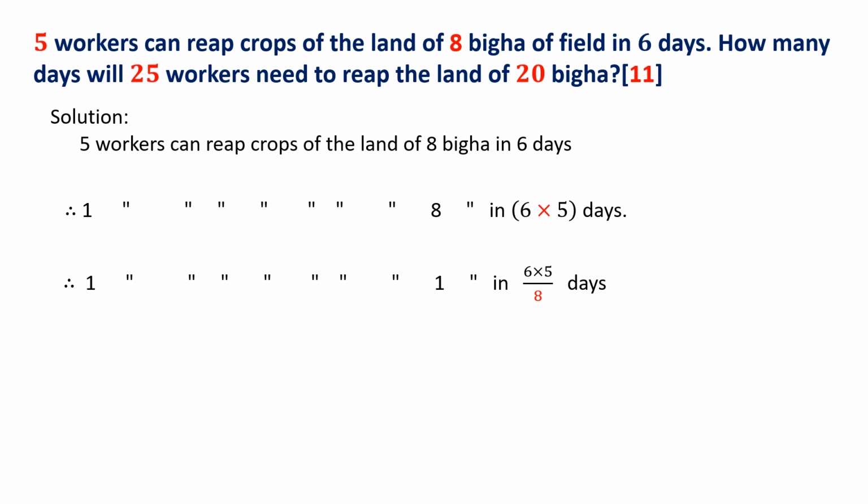Now 1 worker can reap crops of the land of 1 biga. Say for example, when you are having 8 biga, then you need more days. When you are having 1 biga, then you need much fewer days. That is why I divided 6 times 5 by 8.